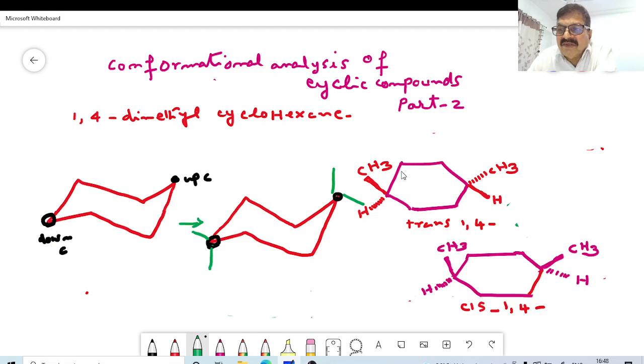Now the easiest trans isomer which we can visualize has the two methyl groups in the axial position. Here we can put a methyl group here, axial position. These two methyl groups are in the axial position. That is the easiest way of drawing a trans isomer. The easiest trans isomer will have two CH3 groups axial.